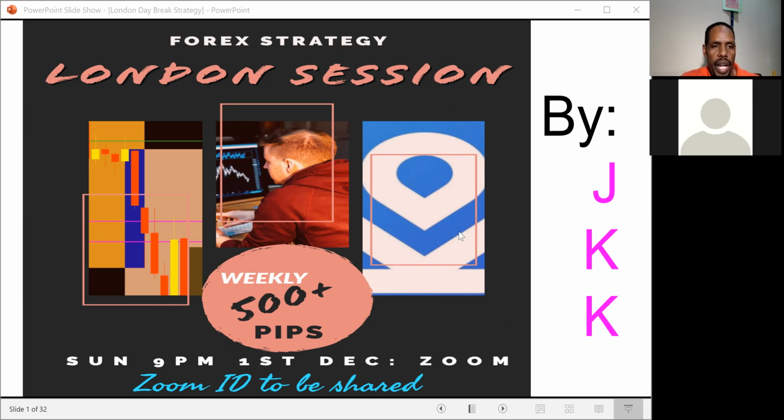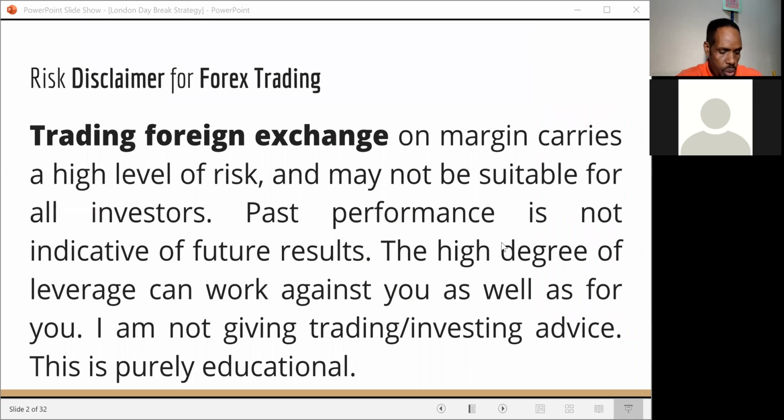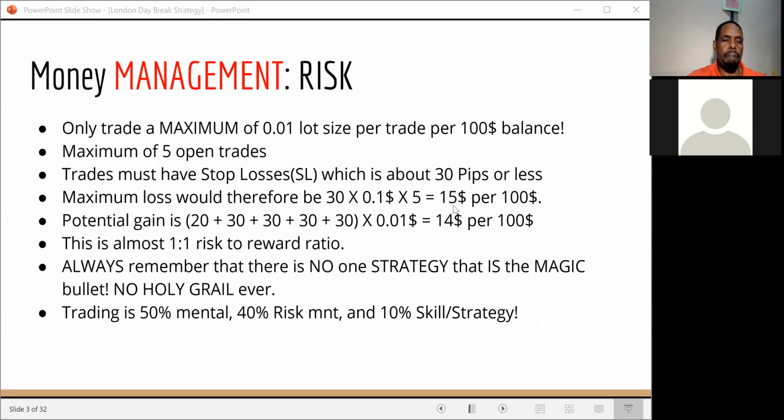Without much ado, before I begin, I just want to present this disclaimer. In Forex trading, we don't want to make wild claims. We also want to warn people that Forex trading on margin carries a high level of risk and may not be suitable for all types of investors. Past performance is not indicative of future results. The high degree of leverage can work against you as well as for you. I'm not giving any trading or investing advice or any recommendation. This is purely for educational purposes. We are normally meant to keep this kind of disclaimer wherever we talk about foreign exchange because of the risks involved. But that said, I am very excited to present this trading strategy.